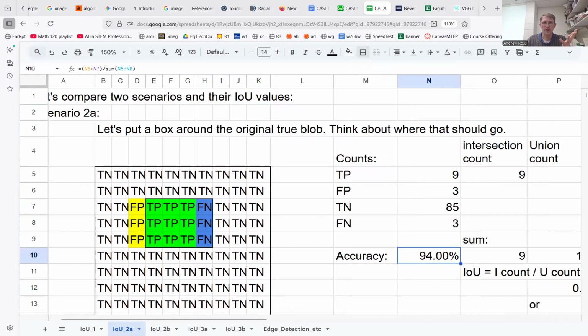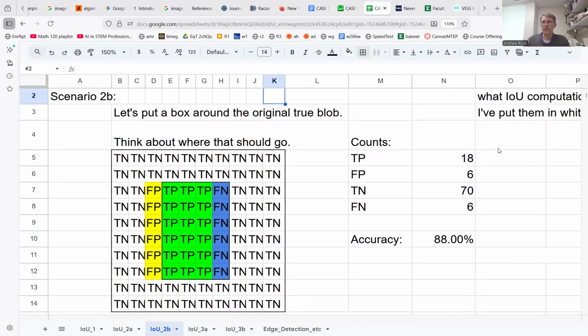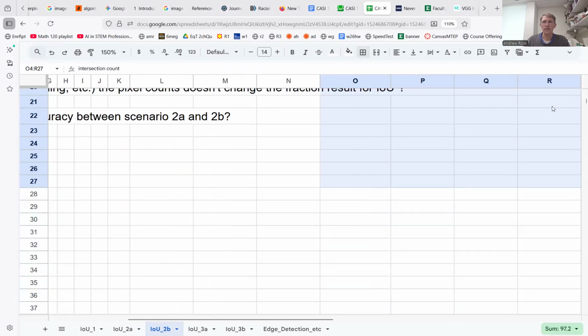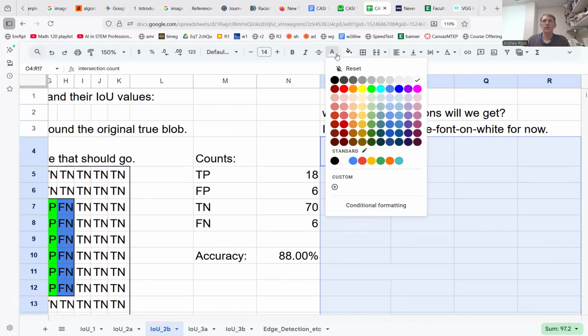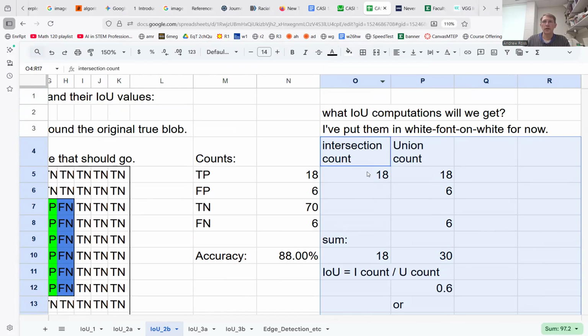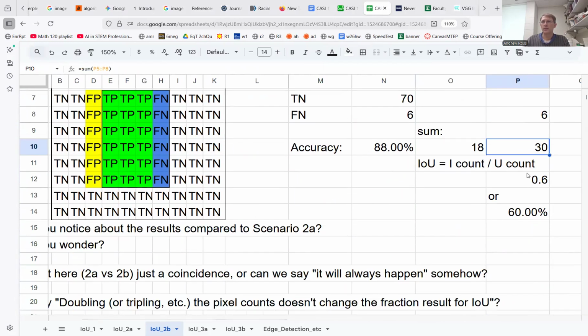But do they feel like maybe they're kind of the same accuracy? I don't know. And then I've got the IOU computations over here. I've got them in white text on a white background, just temporarily. I suggest you pause the video and go ahead and compute the IOU for yourself, or at least imagine what it should be. Let's highlight those computations and show them again. So we now have an intersection count of 18 and a union count of 30. And so the I over U is again 0.6 or 60%.